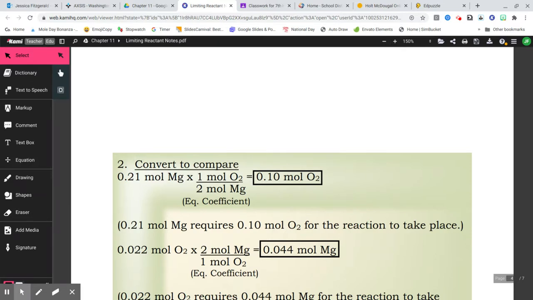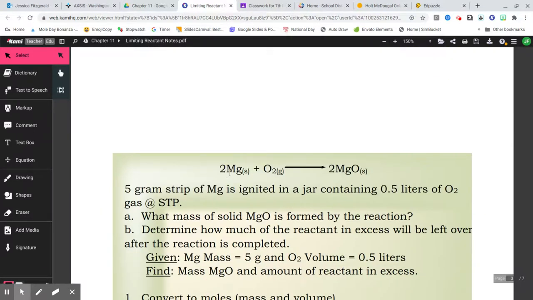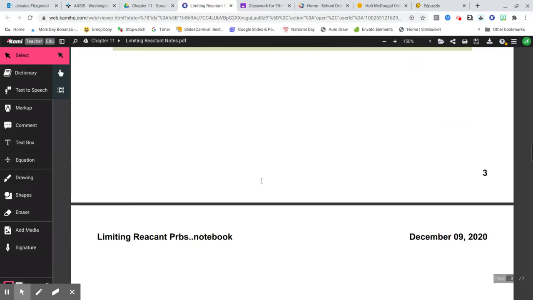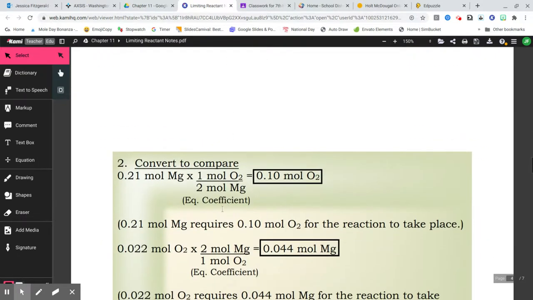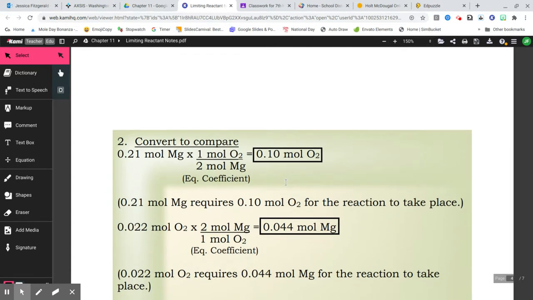And I'm going to use my balanced equation coefficients right here. Remember, that's where the 2 came from, and this is where the 1 came from. So I'm going to convert this over to number of moles and compare. This is saying I have 0.21 moles of magnesium, and I'm going to need 0.10 moles of oxygen for the reaction to take place.